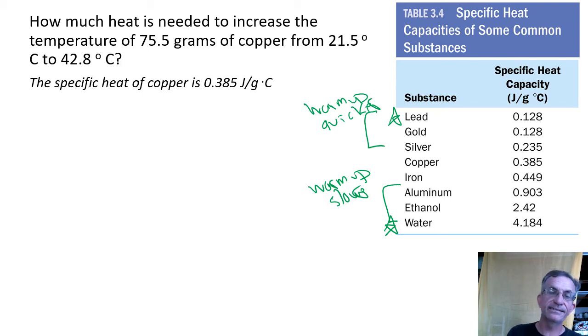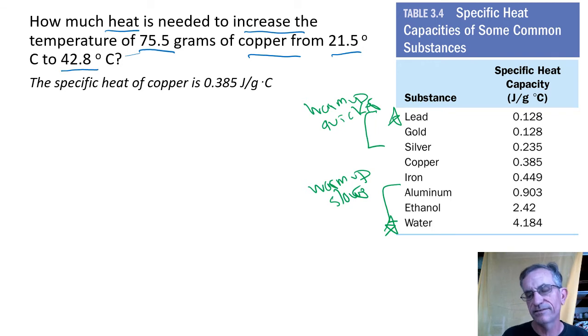Okay, with that in mind, let's do a little actual calculation where we try to figure out how much energy it takes to warm up, in this case, copper. Let's read this question. Let's see what we're asked here. How much heat, how much energy is needed to increase the temperature of 75.5 grams of copper from 21.5 Celsius to 42.8 Celsius? So how much energy is needed to take 75.5 grams of copper and warm it up from 21.5 degrees to 42.8 degrees?